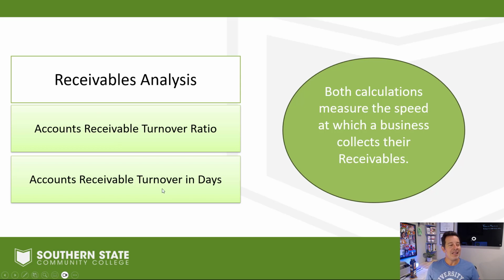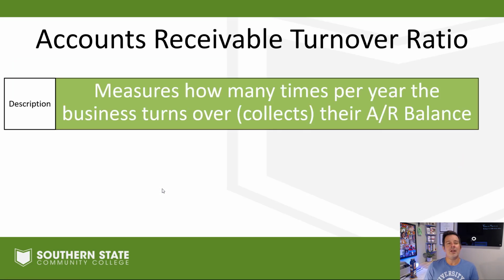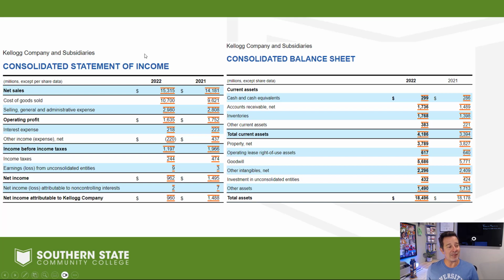So AR turnover ratio, how do we calculate it? First of all, we need to know that it measures how many times per year the business turns over or collects their entire AR balance. Real simple calculation, our net sales, which we're going to find on the income statement, and we're going to divide that by the average accounts receivable. So we need the income statement, and we need net sales right there at the top of our income statement.